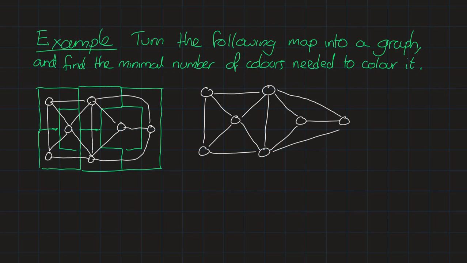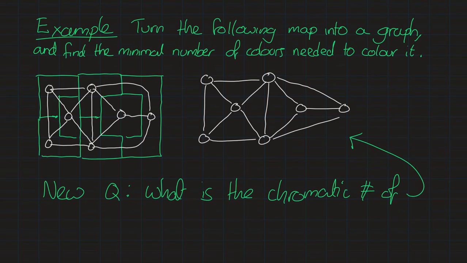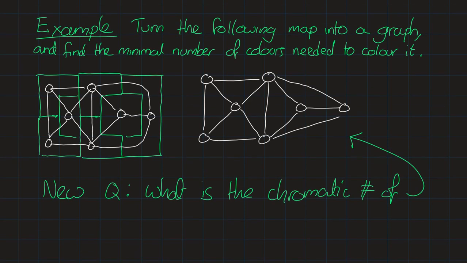Okay. So the question of how many colours are needed to colour the original map is the exact same question as how many colours are needed to colour this graph, or what is the chromatic number of the graph. So the new question is, what is the chromatic number of this graph right here? And this question is directly equivalent to the question of how many colours are needed to colour the map. Well, we spent a previous video talking about chromatic number.